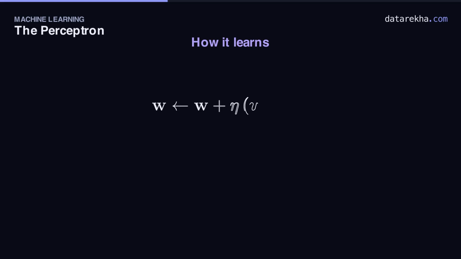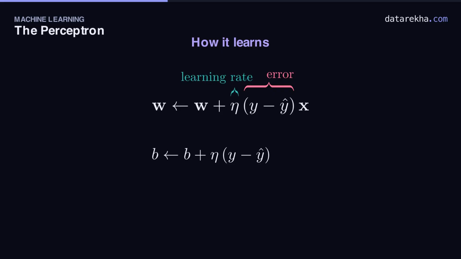So how does the line move itself into place? By one small rule, applied only when it gets a point wrong. The new weights are the old weights, plus eta times the error times the input x. And the bias shifts by eta times the same error. Eta is the learning rate, a small positive step size that controls how big each nudge is. And the error is y minus y hat, the true label, minus what the neuron guessed.